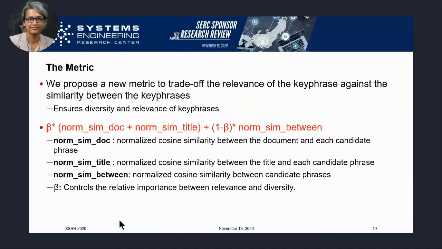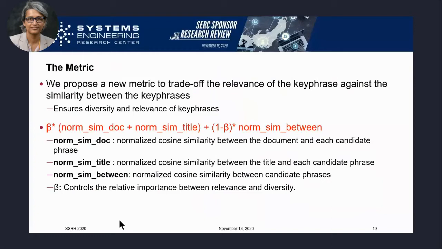Okay, so the metric that we proposed was this one here. It's a new metric, and it trades off the relevance of the key phrase and its similarity, like I said before. So we use a normalized similarity document measure, which means it's a normalized cosine similarity between the document and each of the candidate phrases. Normalized similarity with title is the normalized cosine similarity between the title and each of the key phrases.